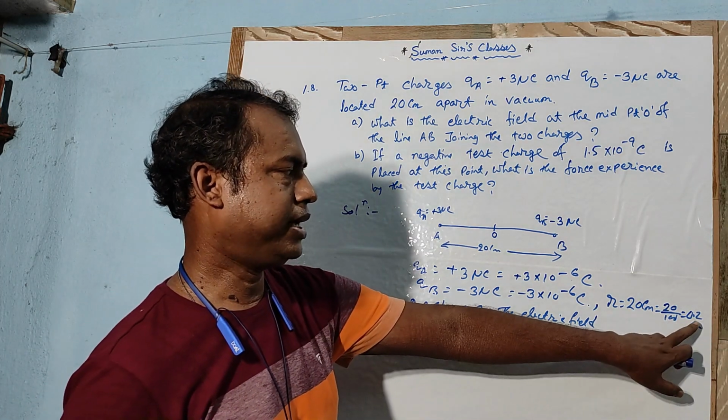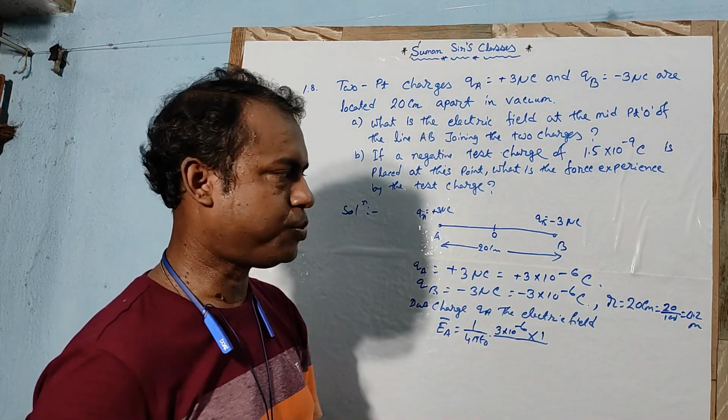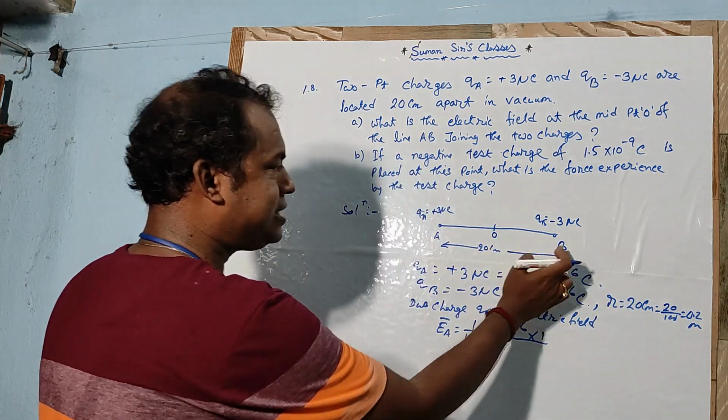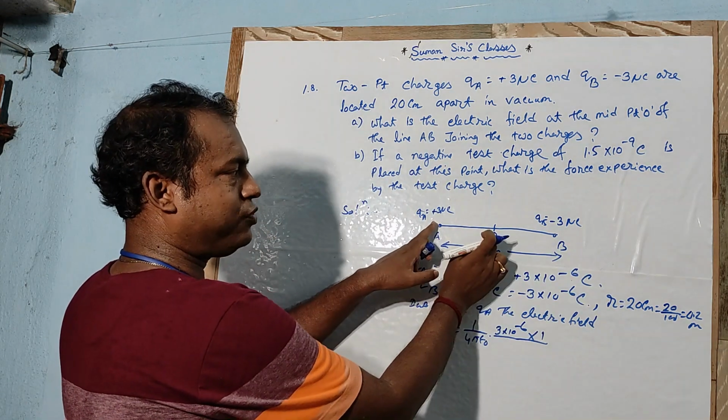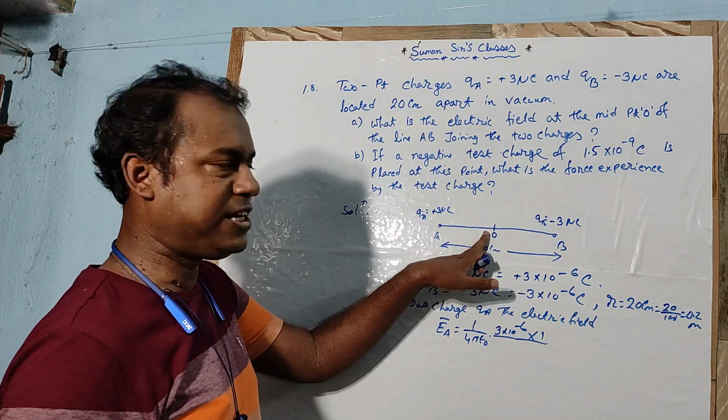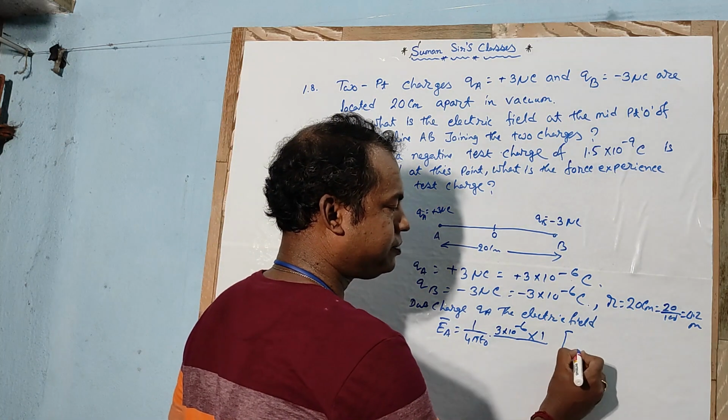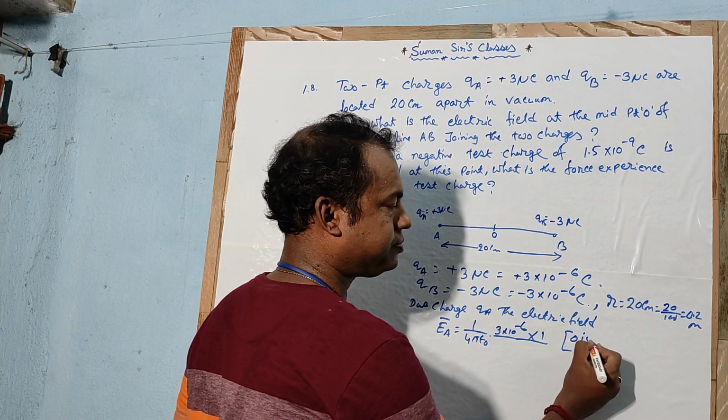Well, what is the R? That is equal to 0.2. So 0.2 is the total distance. We just want to find out the AO. Now O is the midpoint, so here we write, O is the midpoint.